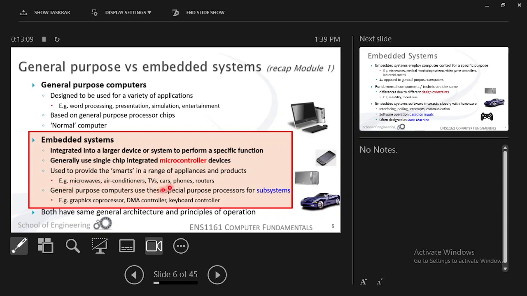General purpose computers use specific purpose processors for subsystems, for example graphics core processors, DMA controllers, keyboards, and so on. Some interesting things are here. Yes, obviously, we are much familiar with embedded systems. If you take your mobile phone, sometimes it is updating software, updating the operating system, or applying a security patch. At that time, you haven't touched your mobile phone even. You haven't thought about what happens behind the scenes.